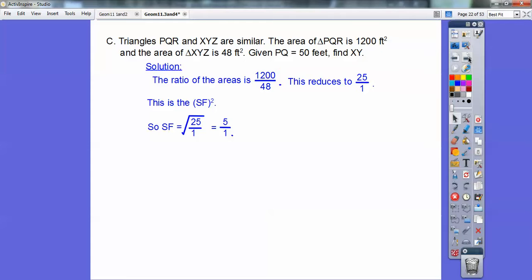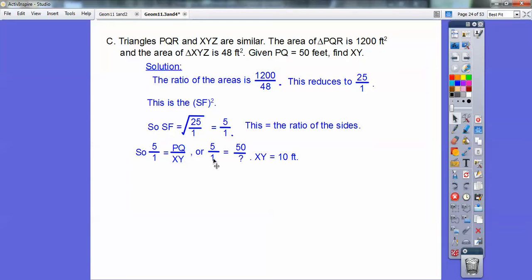Remember, this is the ratio of the areas, which is the scale factor squared. So I'm going to square root that, which gets me the scale factor. The scale factor is 5 to 1. So I can set 5 to 1 equal to the ratio of their sides, PQ over XY. Notice PQR goes on top because the bigger number was on top, and that stood for PQR. So PQ goes on top. You have to be consistent like that.